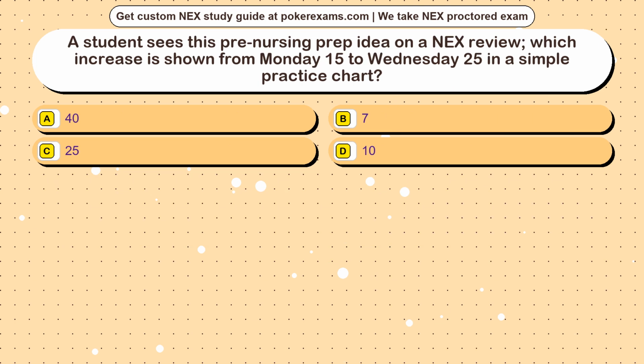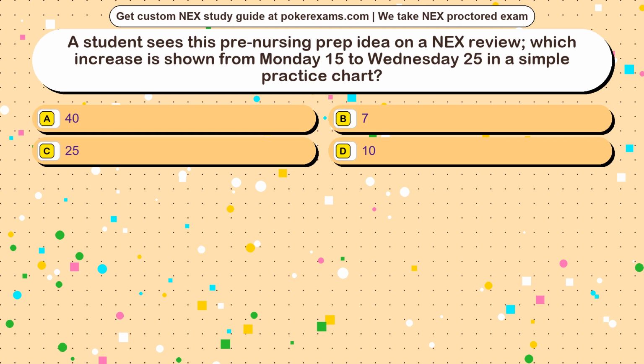Question 10. A student sees this pre-nursing prep idea on a next review. Which increase is shown from Monday 15 to Wednesday 25 in a simple practice chart? Option A, 40. Option B, 7. Option C, 25. Option D, 10.